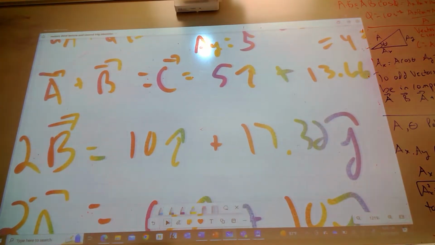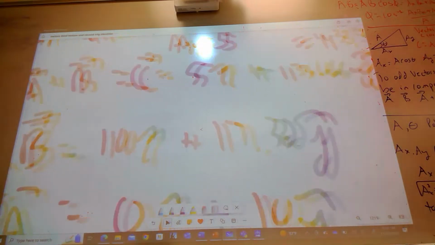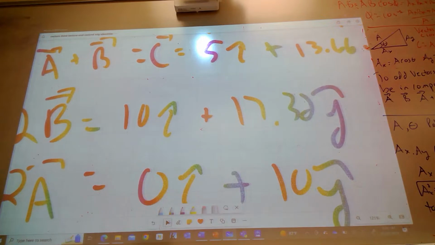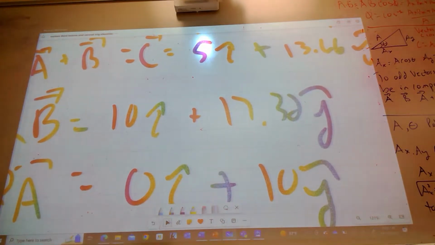Okay, so we had a plus b is 5i plus 13.66j. All right, we just added the x to the x, the y to the y. 2b, we double our b, 10i plus 17.32j. 2a, we double our a. So our x was 0, so twice 0 is 0, and our y is now 10. And then you're adding these together, and you're getting the dot product.